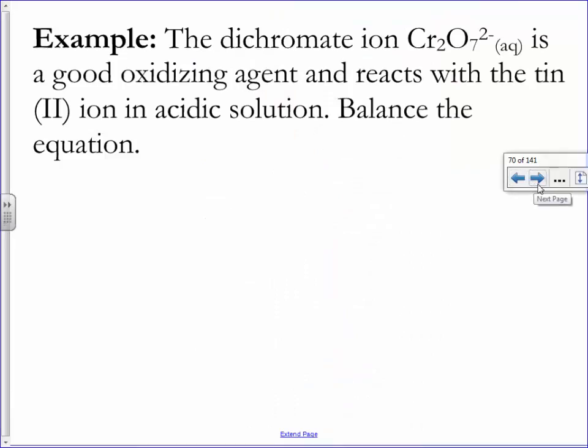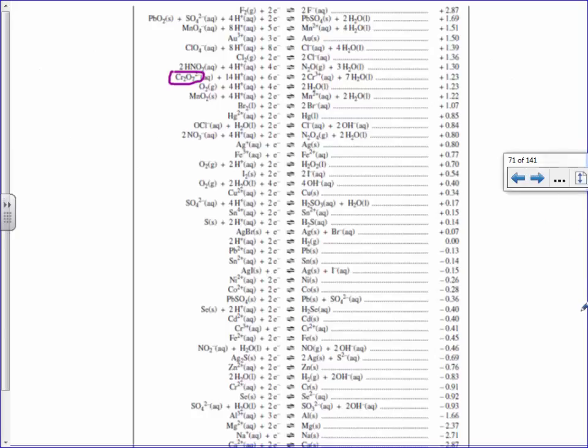It also says that it reacts with the tin 2 ion. So then we got to find the tin 2 ion. And it's actually located right here, which is not useful because both of those are oxidizing agents, and we need one to be a reducing agent. But then the tin 2 ion is over here as well.